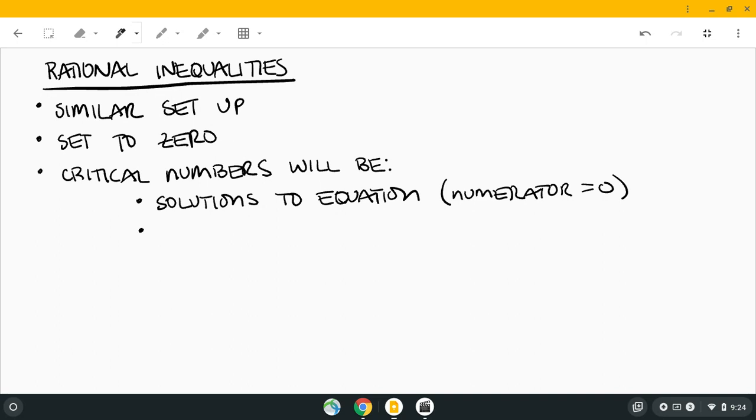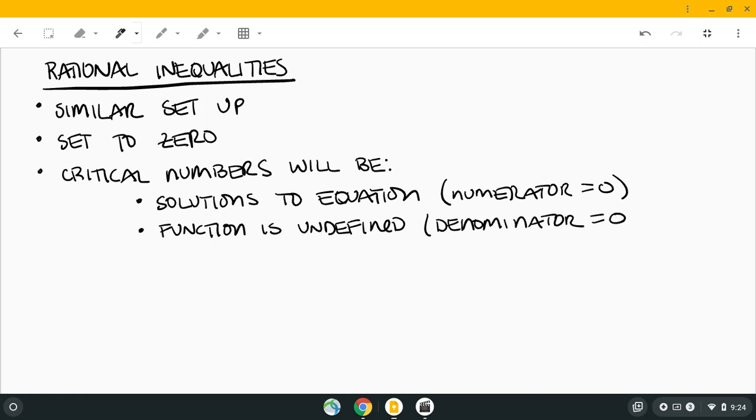Okay, so where the rational, here I'll say function so we don't have to write so much, where the function is undefined. So that's where the denominator equals 0. And so there, that one, you will never have a closed circle. Okay, never, because the one that makes it undefined will never be part of the solution. Okay. All right, so let's take a look.